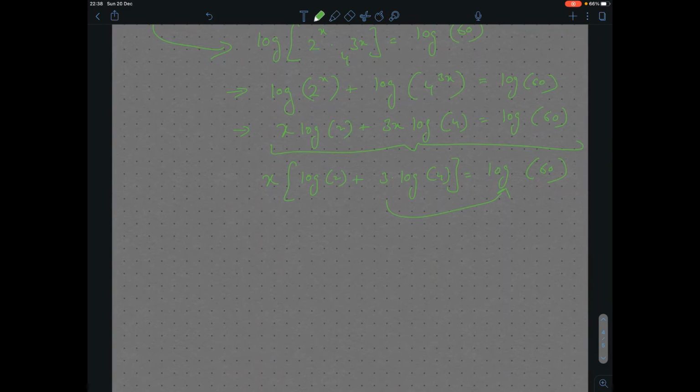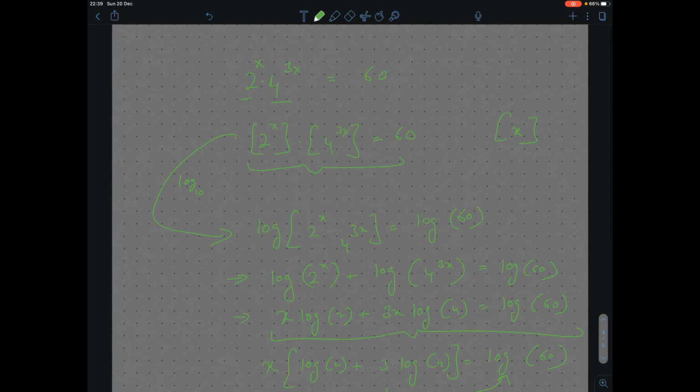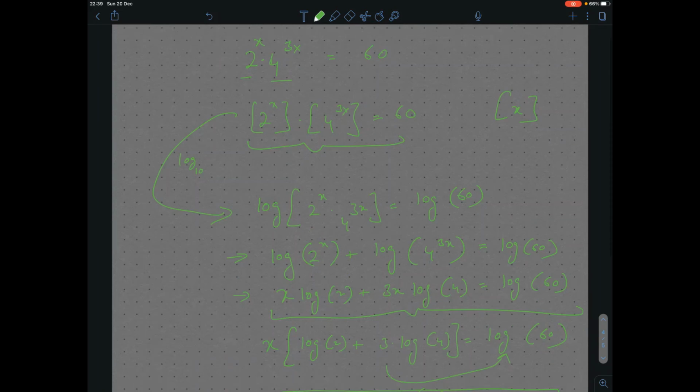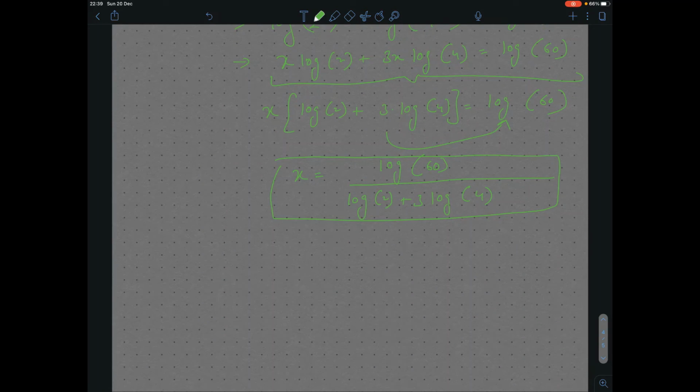Okay, so I'm just going to write this out. x is equal to log of 60 divided by this whole expression that you see on the top. So that is log of 2 plus 3 times log of 4. And that is the solution for the problem that we have on the top, which is 2 to the power of x times 4 to the power of 3x is equal to 60. Okay, so that's the first example.